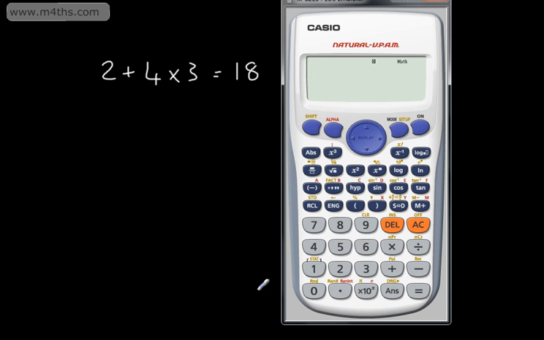In this video, we're going to look at the order of operations. Let's start off by looking at a calculation. I'm going to have 2 plus 4 multiplied by 3. It would be fair of us to expect that we do 2 plus 4, which is going to be 6, multiplied by 3, which is going to be 18. If I look at this on a calculator though and do 2 plus 4 multiplied by 3, I actually get 14. Now 14 quite clearly isn't 18.